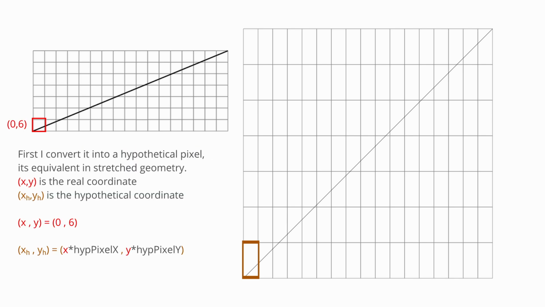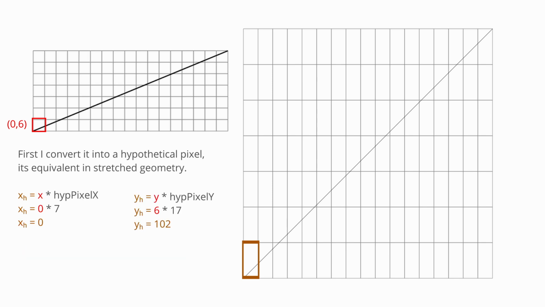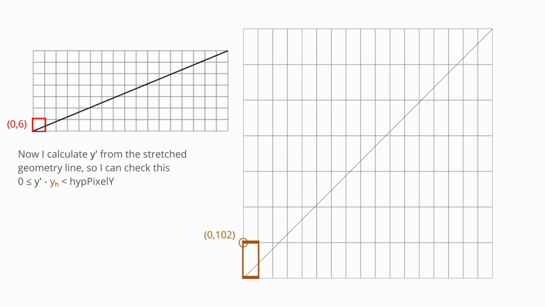Now, I'll give an example of the full procedure to check if an arbitrarily chosen pixel should be drawn or not. First, I take the coordinates of the pixel to test and then its hypothetical counterpart. In this case, the pixel to test is 0, 6 and its hypothetical version is 0, 102. Second, I calculate the y-coordinate of the line in the hypothetical geometry, which I'll call y prime, the line that goes from 0, 118 to 118, 0.